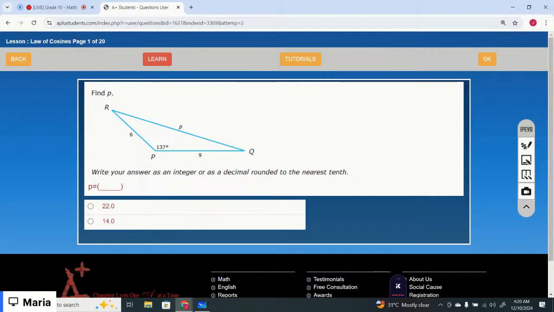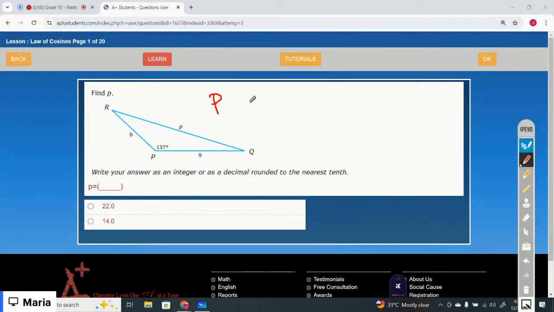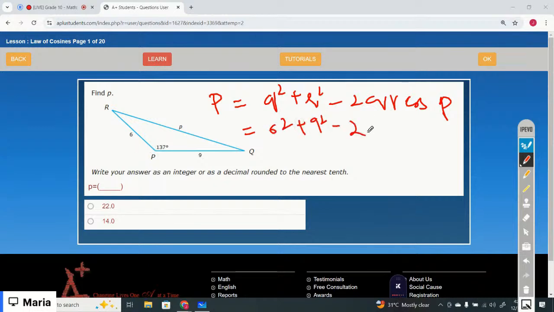Solve for p. You need to find p, right? So p square equals q square plus r square minus 2 q r and cos of angle p, right? So let's just solve. Q is 6 square, r is 9 square minus 2, q is 6, r is 9 and cos of 137 degrees. So just two calculations, right?